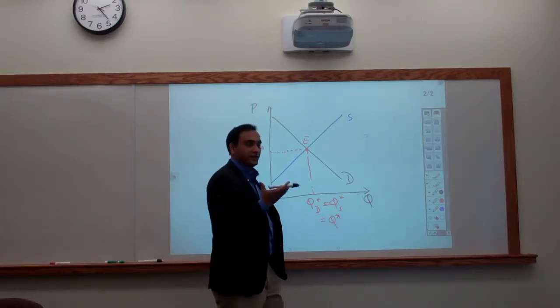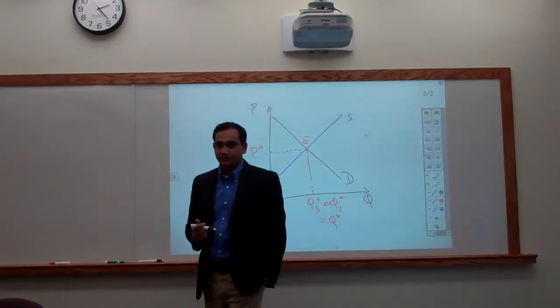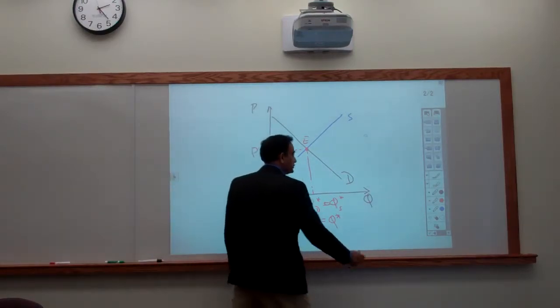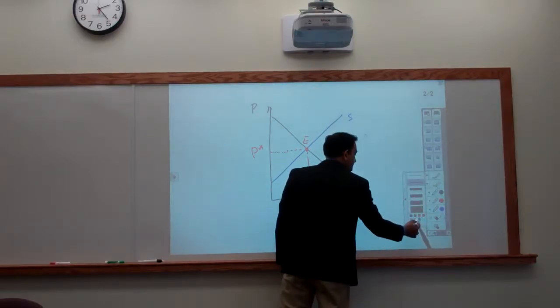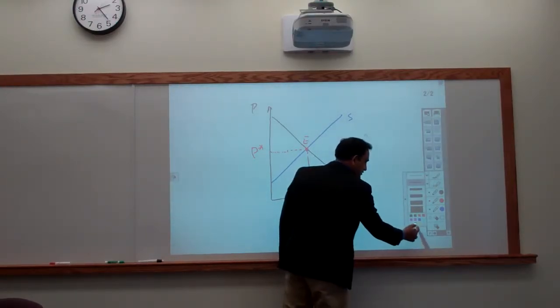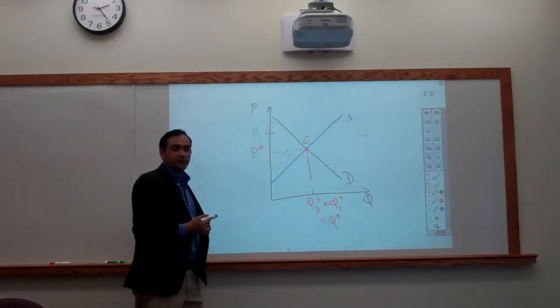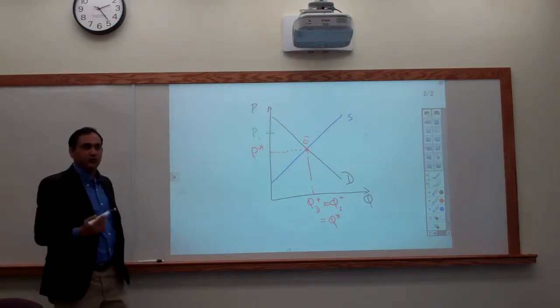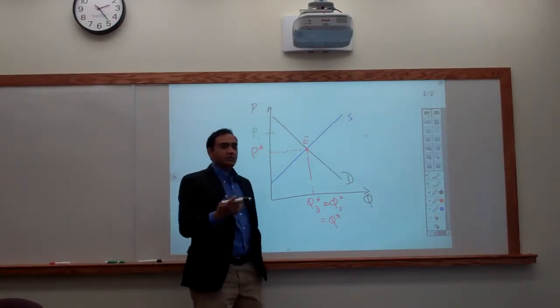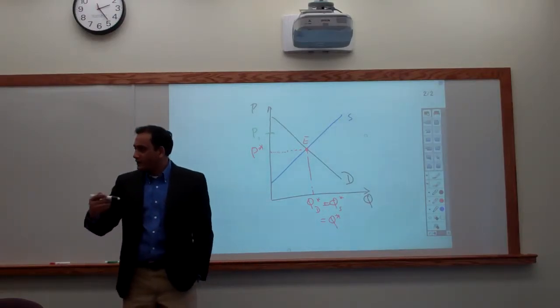Equilibrium, as I said, is a state of balance. You disturb it, it will come back to it on its own. So let's check another price. Let's pick green. So let's pick a price P1, which is higher than your equilibrium price, P star. Let's suppose currently the price of this good in the market is P1, a higher price.